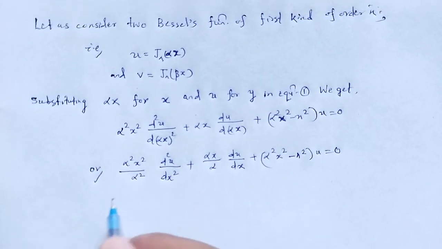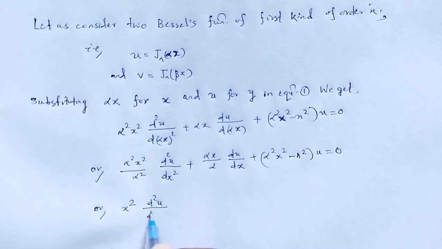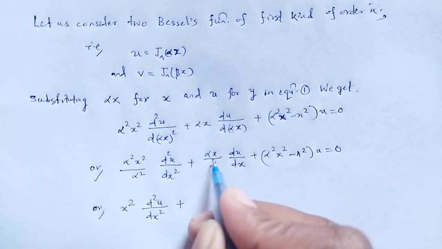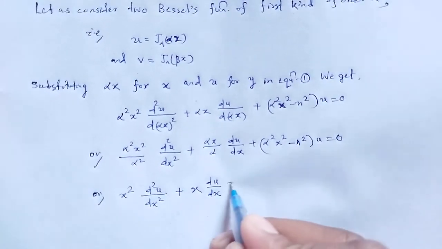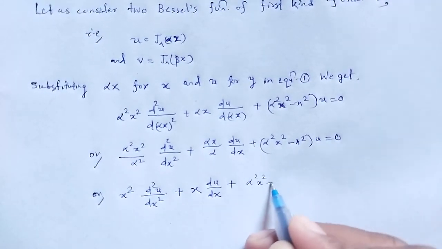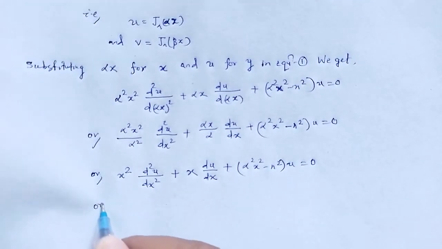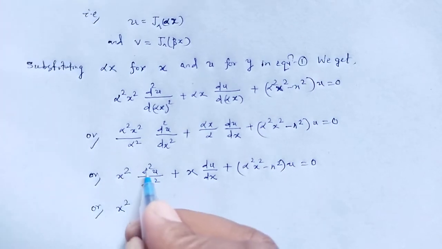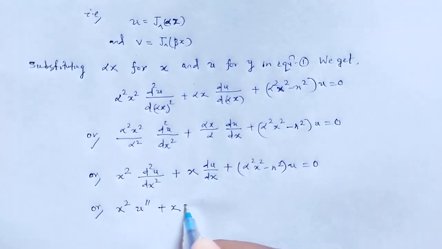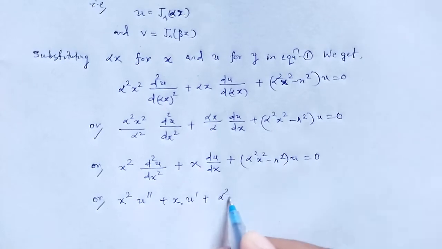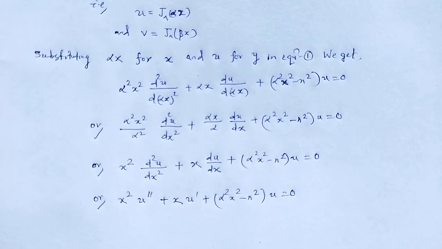Here alpha square cancels out, you have x square d2u dx2 plus, alpha cancels out, x du dx plus (alpha square x square minus n square) u is equal to 0, or that is x square u double dash plus x u single dash plus (alpha square x square minus n square) whole into u is equal to 0.